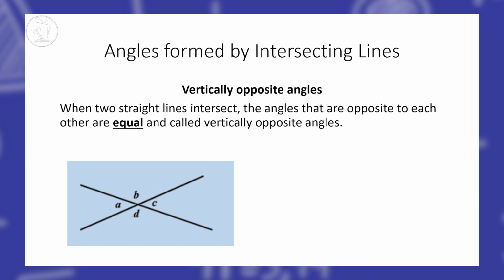So what this rule or property is saying is, when two straight lines intersect, the angles that are opposite to each other are equal. So for this here, we can say this angle is equal to the angle opposite, which is this angle. So we can say angle A is equal to angle C. And we can also say this angle here is equal to this angle, so angle B is equal to angle D. So vertically opposite angles are equal.